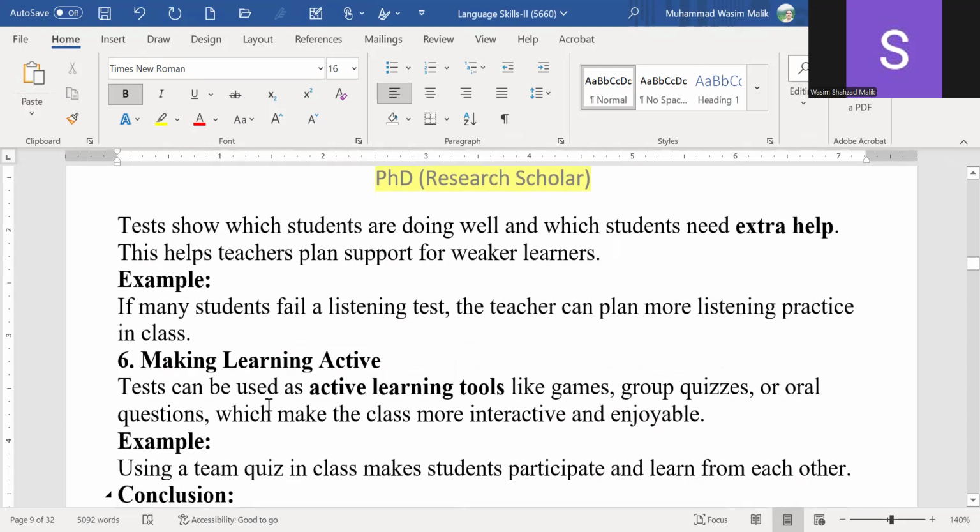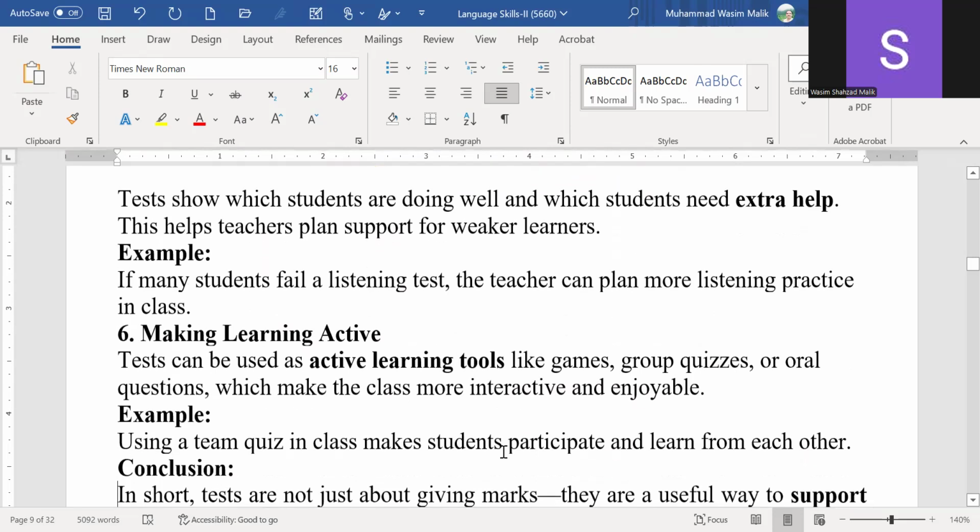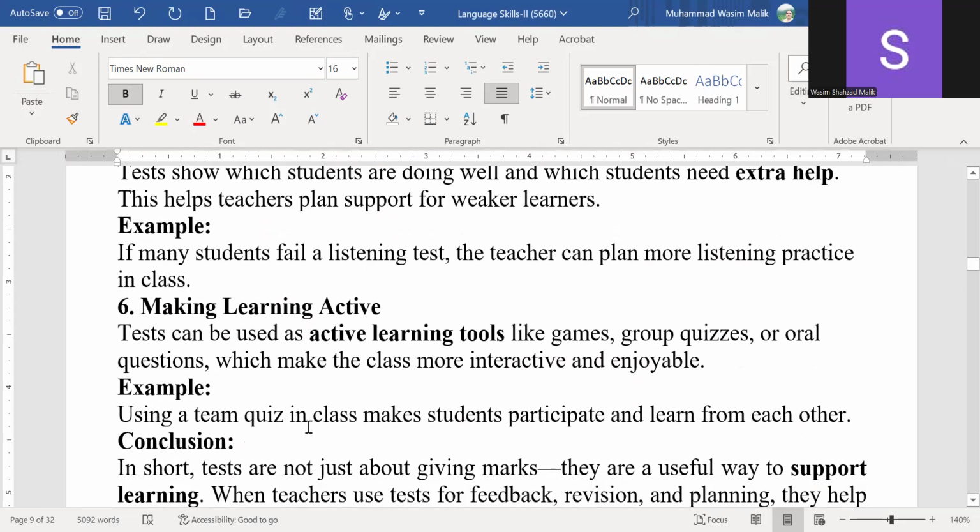Making learning active. Tests can be used as active learning tools like games, group quizzes, or oral questions, which make the class more interactive and enjoyable. For example, using a team quiz in class makes students practice and learn from each other.